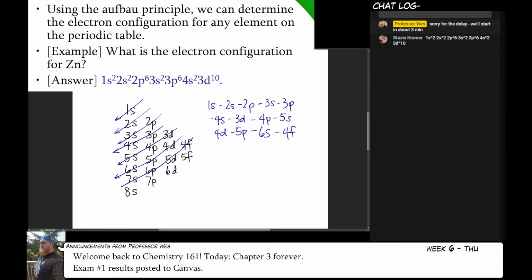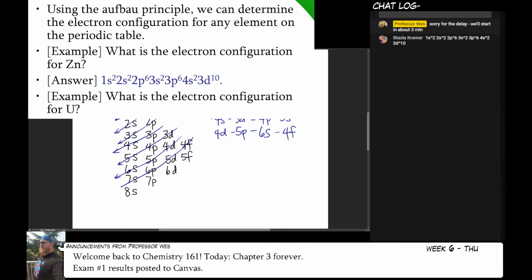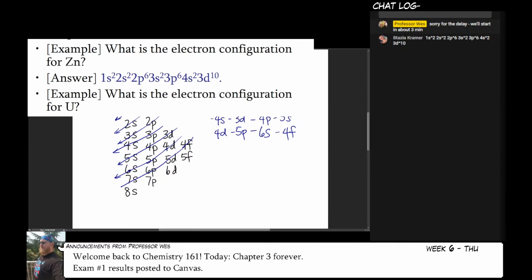Here you go. Here's the next question. Remember when I said you're going to write the electron configuration for uranium? And you're like, no, nobody would make us do that. That's ridiculous. Well, this is that part. What's the electron configuration for uranium?